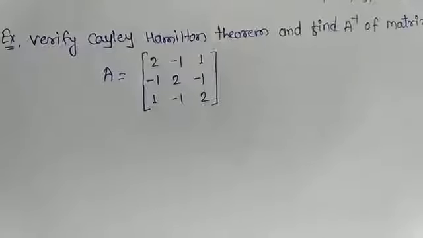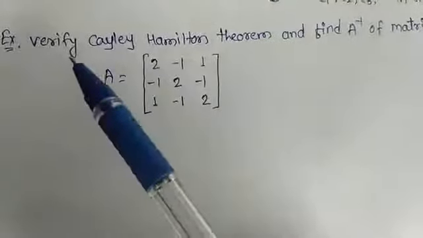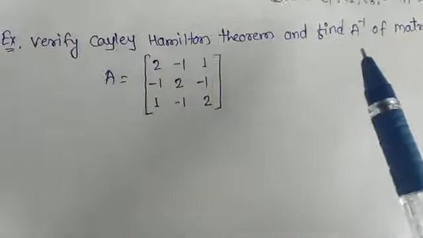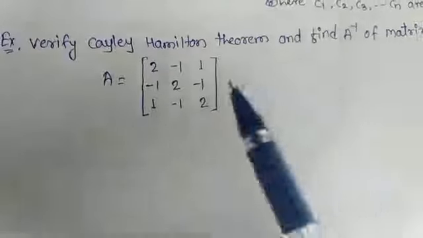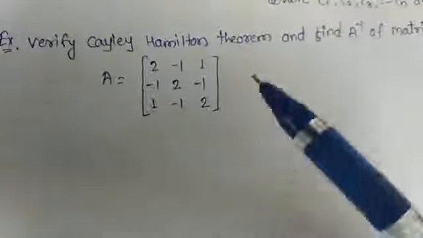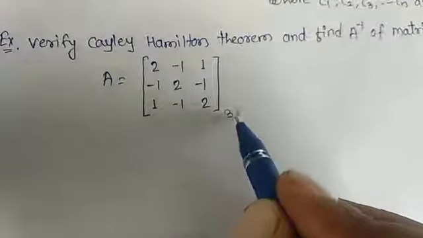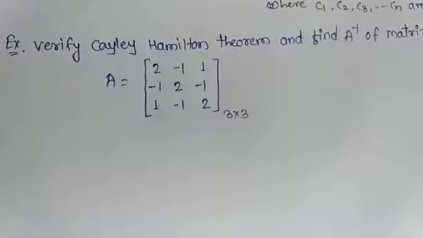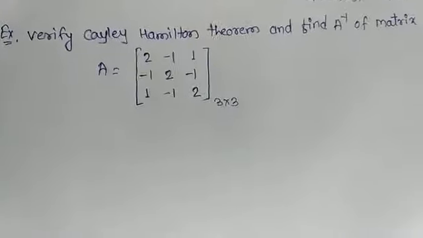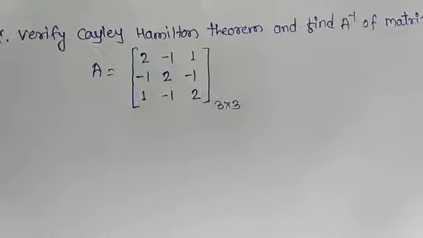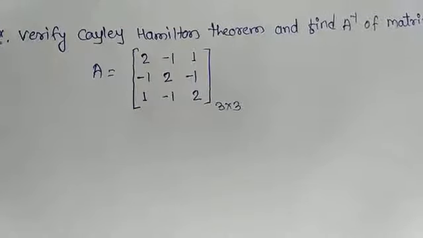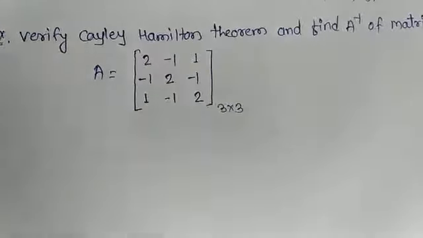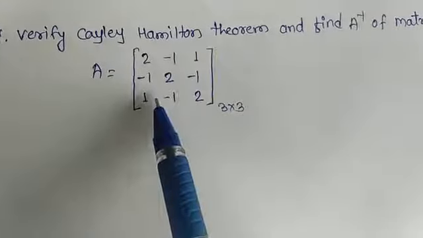So consider the first example: verify the Cayley Hamilton theorem and find A inverse, where A is a square matrix of order 3. The Cayley Hamilton theorem states that every matrix satisfies its characteristic equation, so first we have to find the characteristic equation of matrix A.